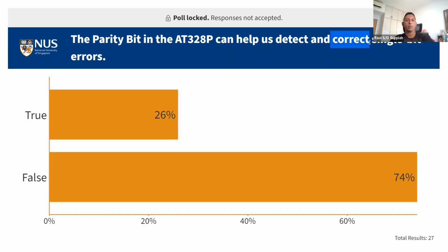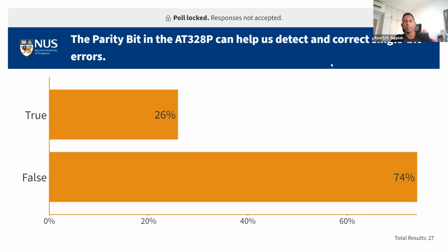All right, and for what we discussed, we know that a single bit error can be detected, but the system in the AD328P cannot correct it. Okay, we can only know that the error has occurred, but we do not know where the error is. So we can detect it, but we cannot correct it.